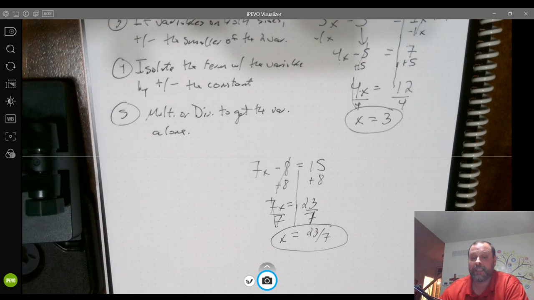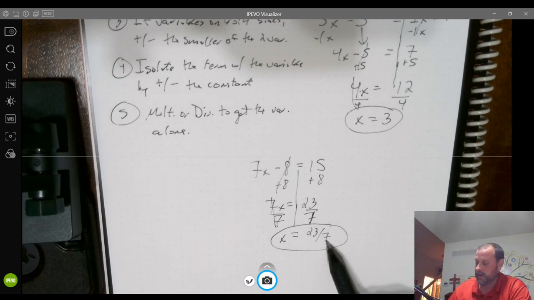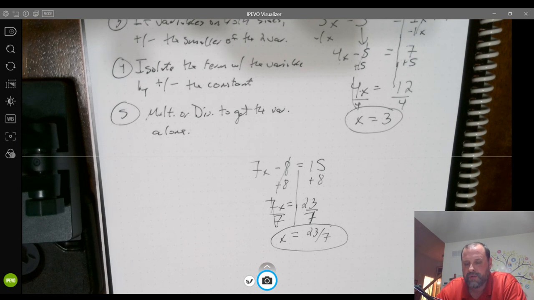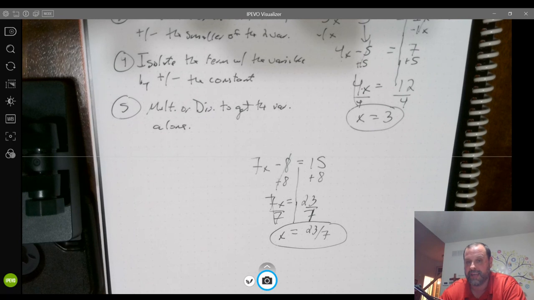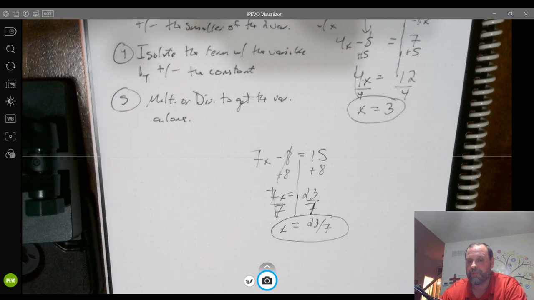Perfect. Why is it simplified? Well, check. The smallest of these is 7. Does 7 go into 23? No. Do the factors of 7 go into 23? Well, 7 is a prime number. Only 7 and 1 go into it. So no, they don't go into it as well. So my answer is just 23 over 7.